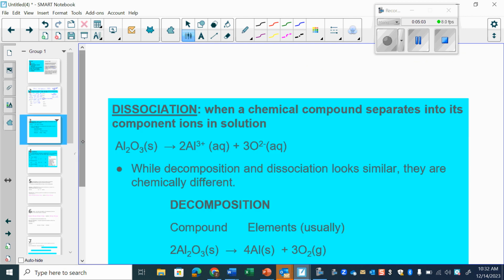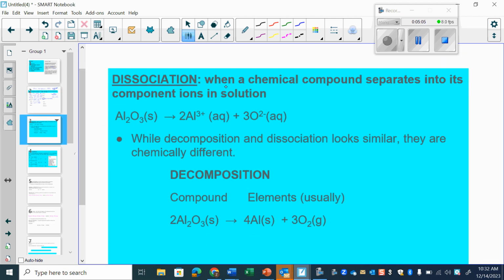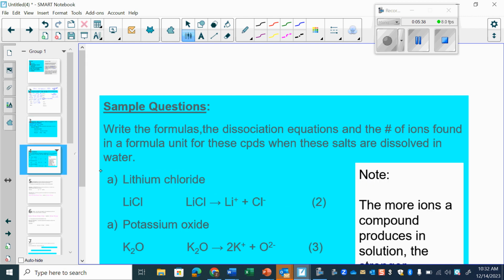So let's talk again about what dissociation is. Dissociation means when a chemical compound separates into its components. So we take an ionic compound, a spoon of this, a solid, S means solid, not a gas or a liquid, and you dissolve it in water. This is water, aqueous solution, and it will split into these 2 aluminum ions and 3 oxide ions. Okay, this is dissociation. It is not decomposition.